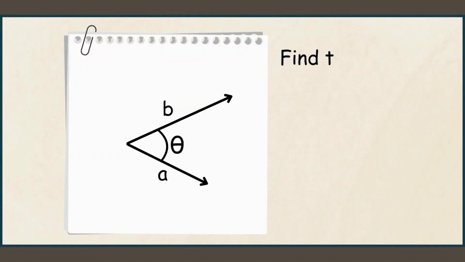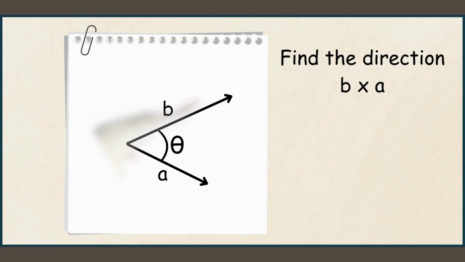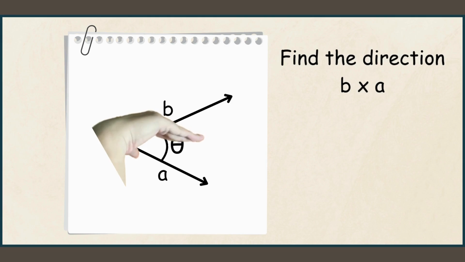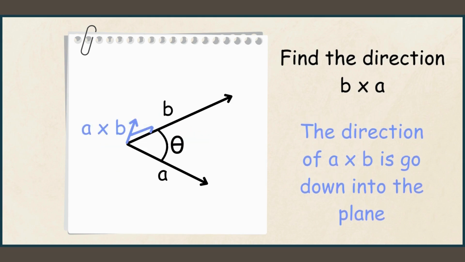Well, to find the direction of B times A, we need to put our thumb down, facing the plane. Then we can curl our fingers in this direction towards A. So the direction of B times A goes down into the plane.